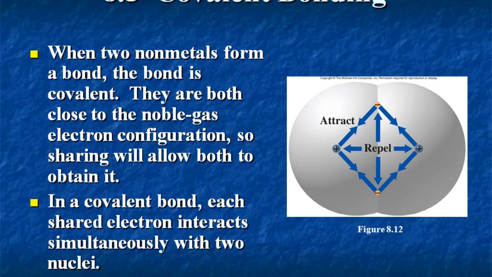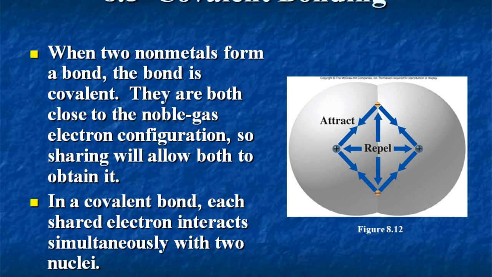Now covalent bonding, we are going to go into more detail because we have to do the Lewis structures, and in all Lewis structures, we are showing all covalent bonds, different types of covalent bonds. So when two nonmetals form a bond, the bond is covalent, we know that, and they are both close to the noble gas electronic configuration, so sharing will allow both to obtain it. That is why they share electrons.